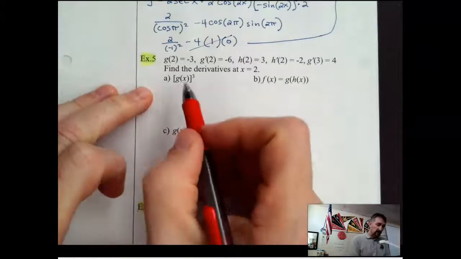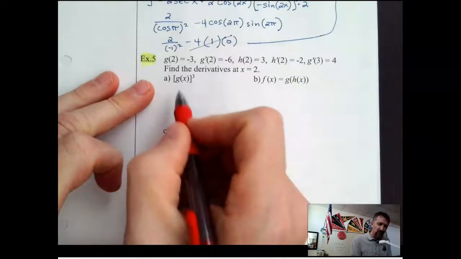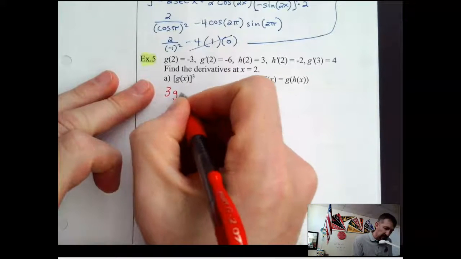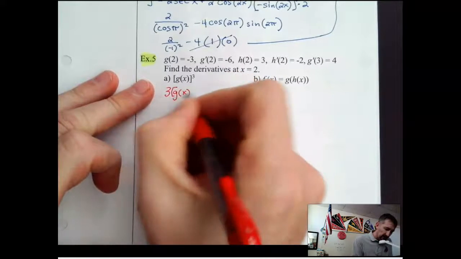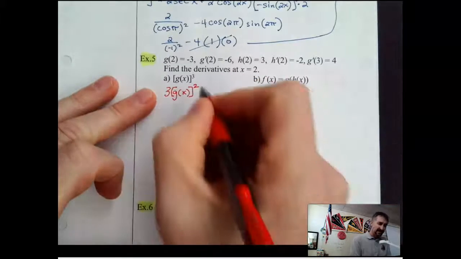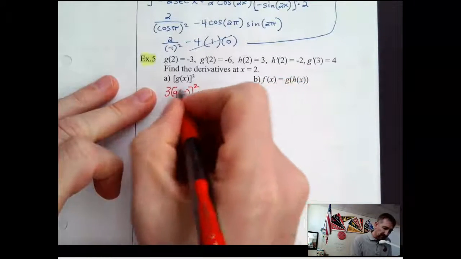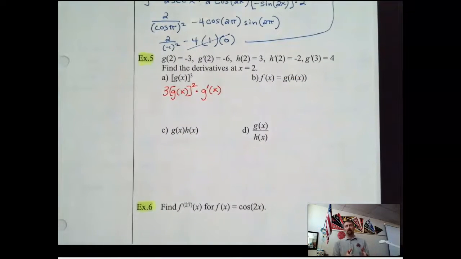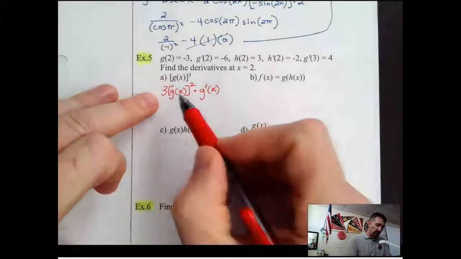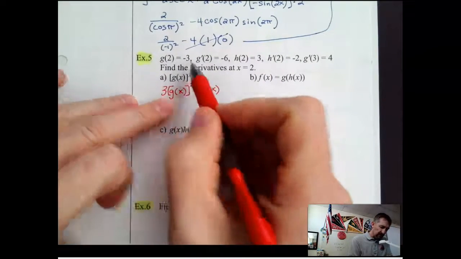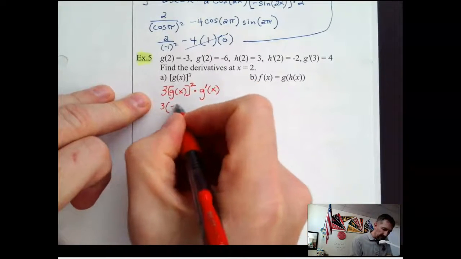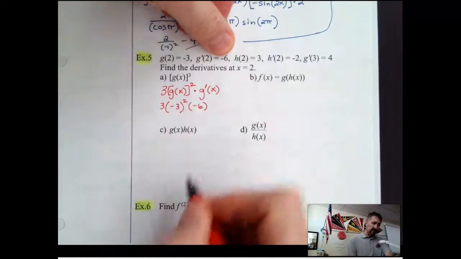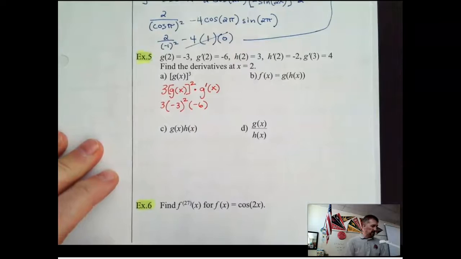So here, when you do this, take the derivative of this symbolically. The derivative of this is going to be 3 g of x squared times the derivative of the inside, which is g prime of x. So write it down just like I am. Now we're going to plug in 2. Inside here is g of 2. g of 2 is negative 3. So I'm going to have negative 3 squared times g prime of 2, which is negative 6. So I'm just plugging in things to where they go.